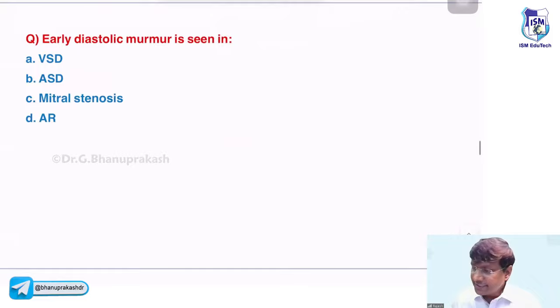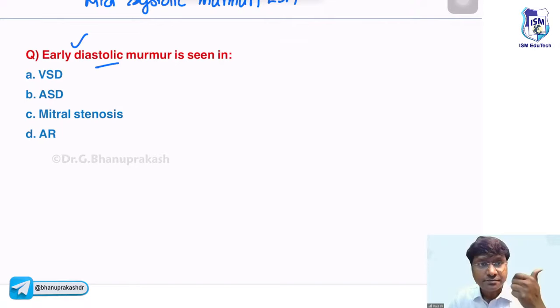So until now, what all we have discussed is continuous murmurs. We have discussed pan-systolic murmur. We have discussed mid-systolic murmur. We have discussed late systolic murmurs. Then coming to the diastolic murmurs, that is early diastolic murmur and as well as the mid-diastolic murmur. Early diastolic murmur is seen in which clinical condition among the options which has been given to you?